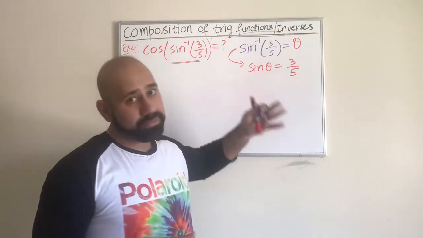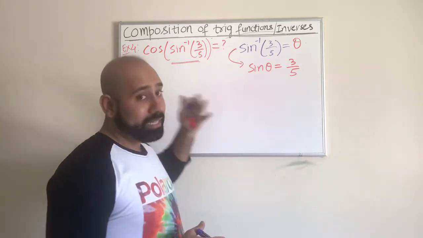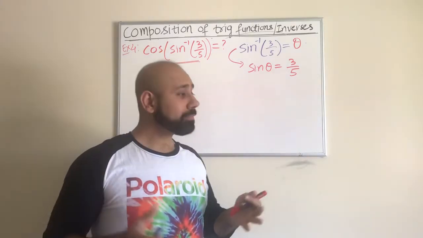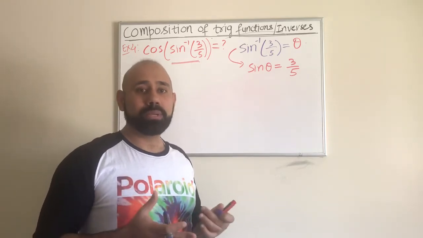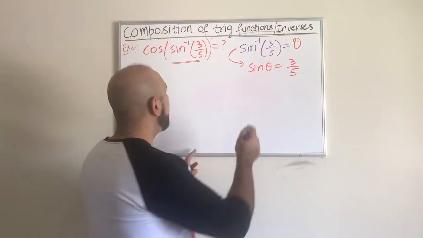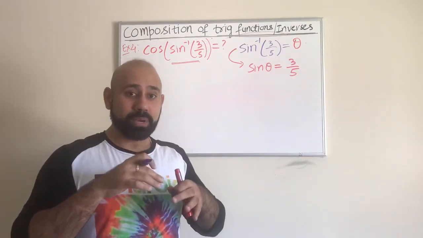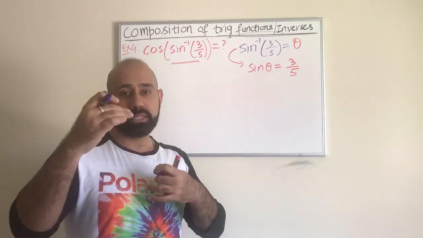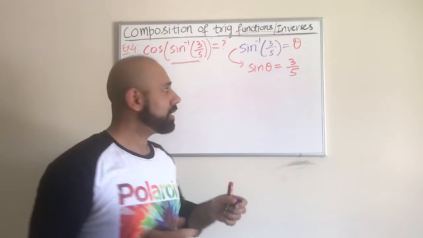Again, keep in mind 3/5 is a positive number, right? And we know it is between -1 and 1, and it's a positive quantity. Obviously, since it's positive, it's going to be in the first quadrant, right? And we know that sine inverse is only between -pi/2 and pi/2, so it can be either in the first or in the fourth, but being a positive quantity, it has to be in the first quadrant.